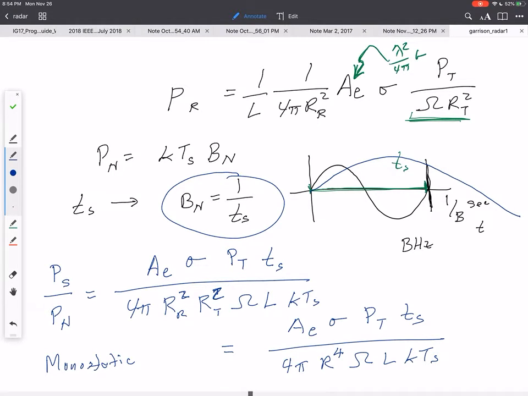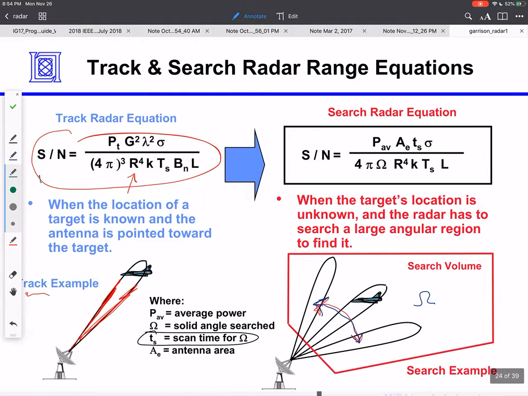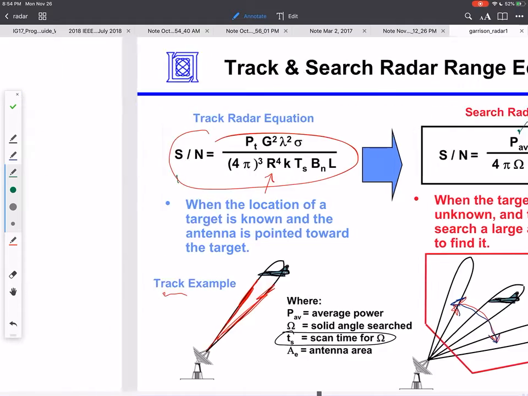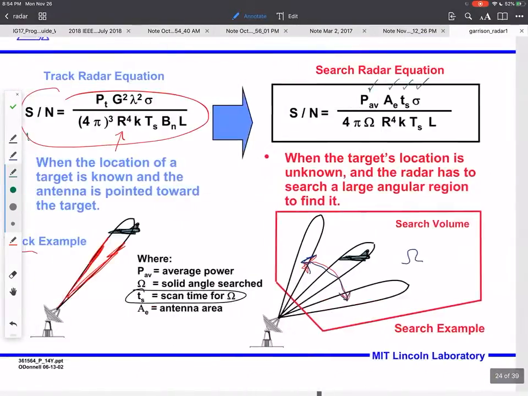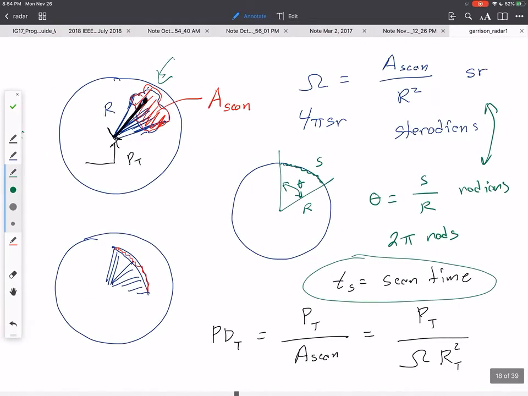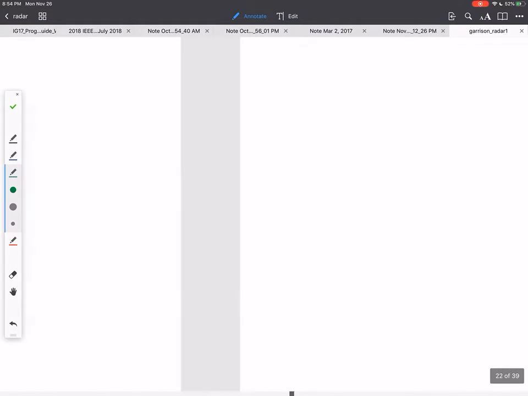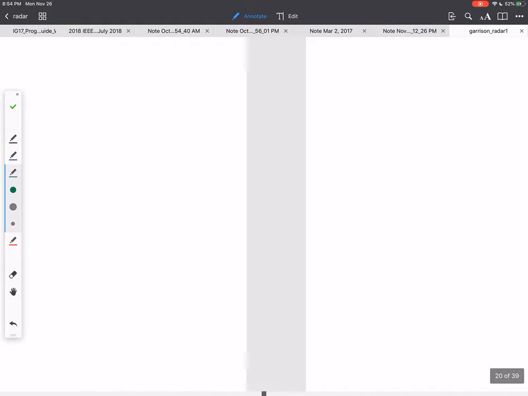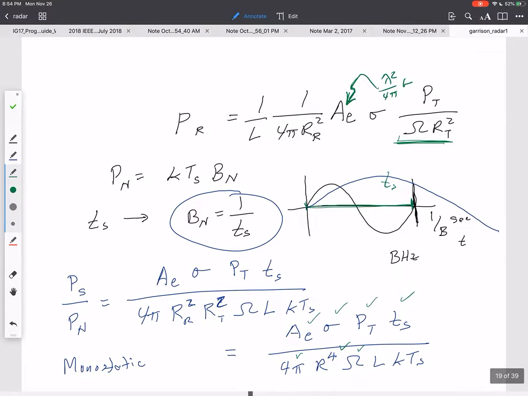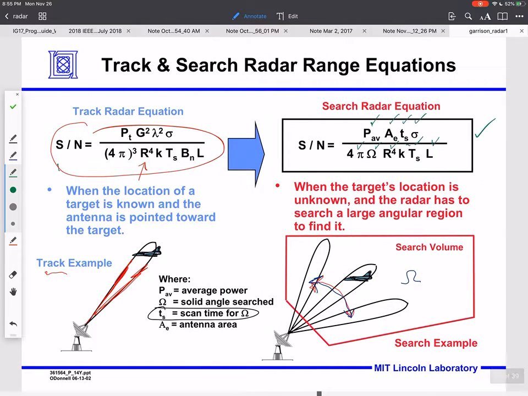So the only thing that really changed was I just set my two distances equal. Okay, which should be what I have down here. Average power, effective area, T sub s, scattering cross-section. Effective area, scattering cross-section, P sub T, T sub s, 4 pi, solid angle, R to the fourth. Loss, k, T sub s. Loss times the thermal noise. Okay, so those are derived. All right.